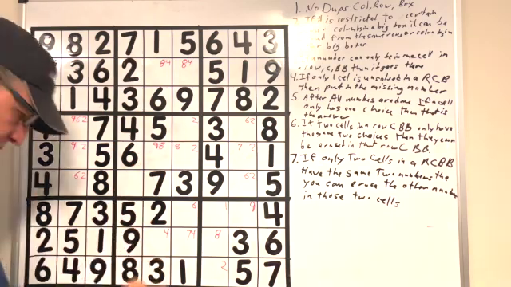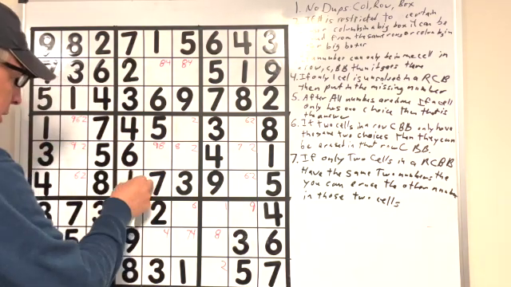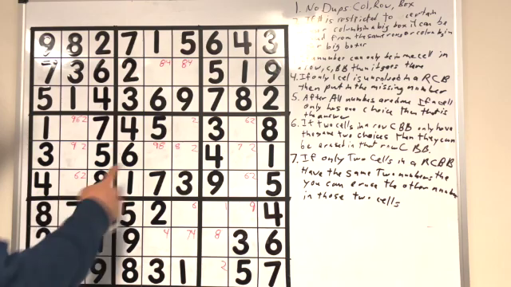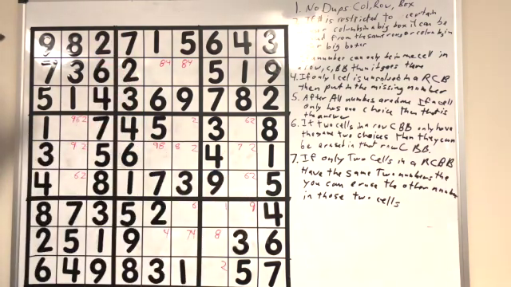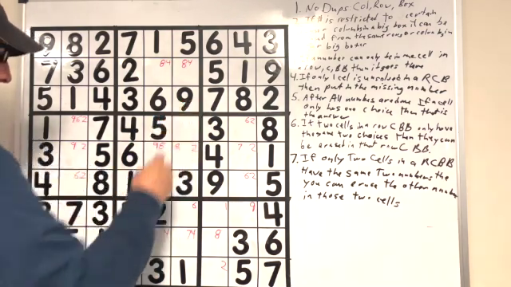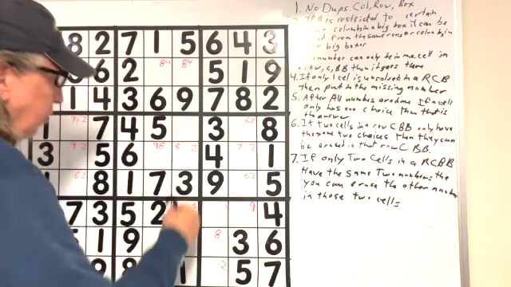This 1's by itself. Let's put this 1 up here. There we go. Any cleanup? Nothing in the big box. Nothing in the row. Nothing in the column. Okay. How about this 2? That's pretty good. This becomes a 2.